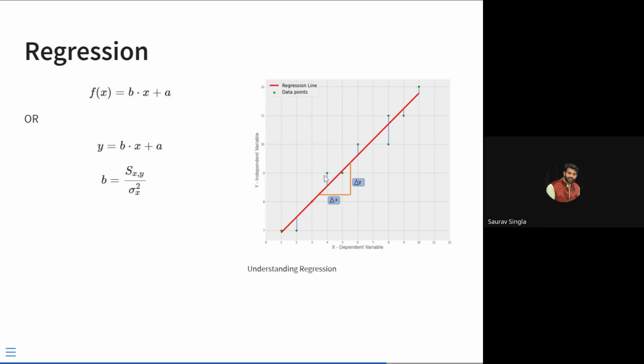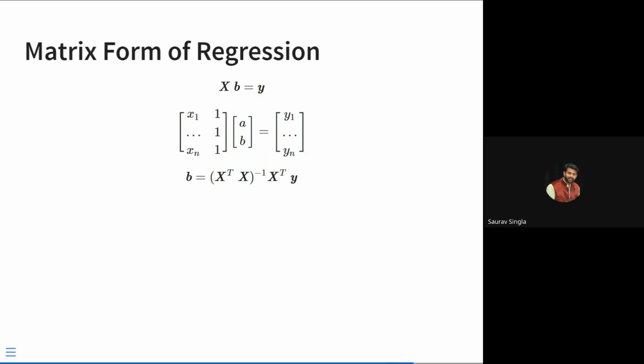So we want to minimize this distance, and while minimizing this distance we get this formula: B is equal to the sum of products divided by the variance of x. This is called the coefficient of regression. And the second coefficient of regression you can get by substituting. You have y, you have b, you have x, then only a is remaining, so you can get the value of a. So that is how you get both the coefficients.